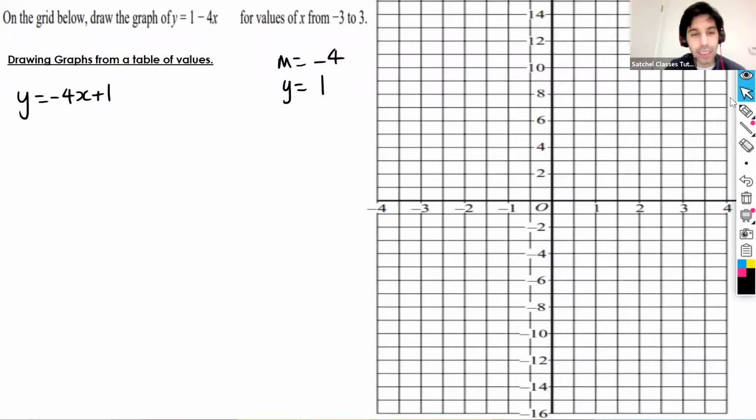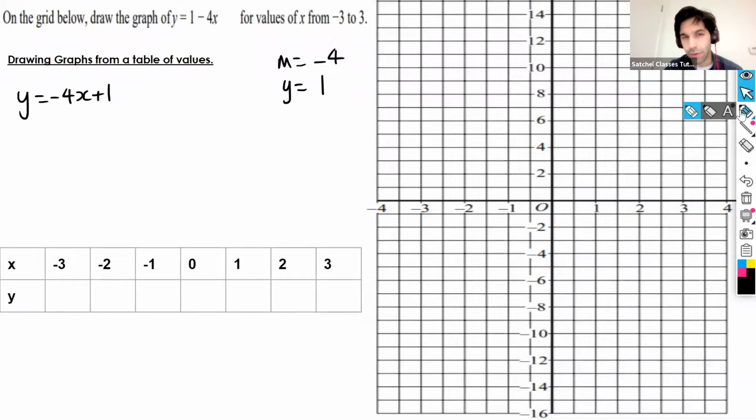Okay, so now I need to draw my table of values. So here's my table of values for the values of -3 to 3. So I have to have the values of x from -3 all the way to 3. Now I need to do the substitution again. So the equation of the line is y equals, well, we have it here, -4x plus 1. You don't actually need to do this step, but I think it works out a bit better if you do, but it's not necessarily important for you to do it. Now, we need to substitute the x value into this equation.